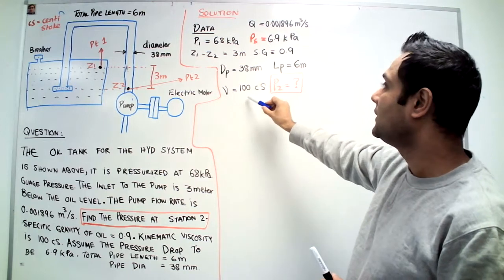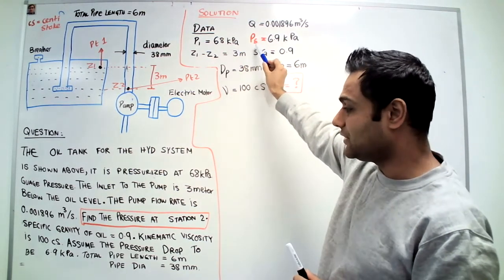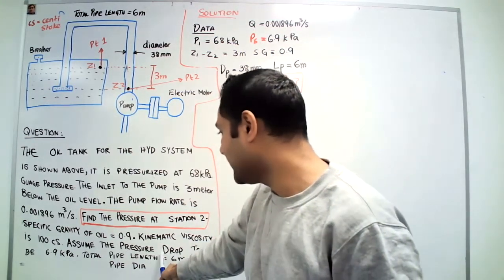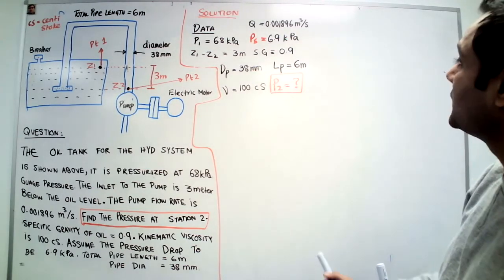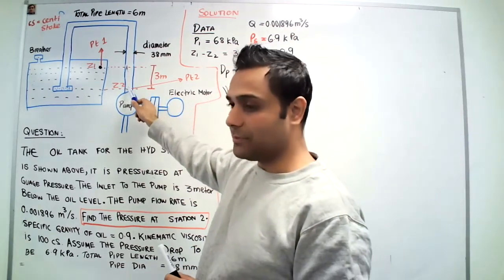That's the total length, and the kinematic viscosity. That's the pressure, this is the pressure that is lost here. The pressure dropped 6.9 kilopascal. No, that's not in kilopascal. Yeah, this is in kilopascal. So we need to find out the pressure at that point.